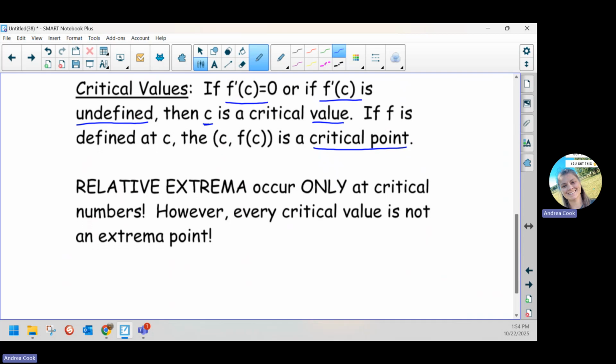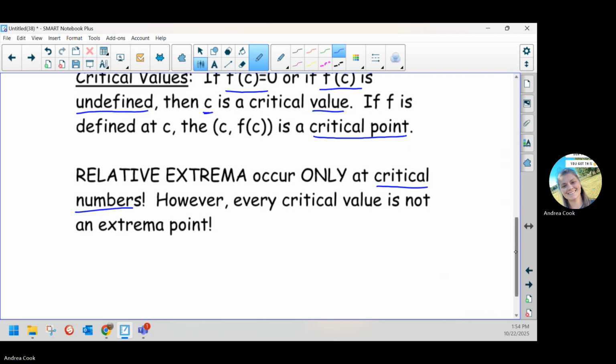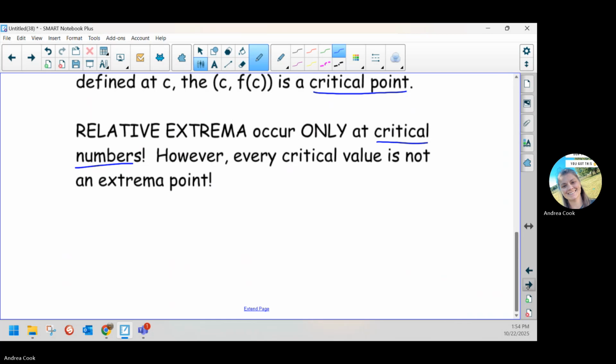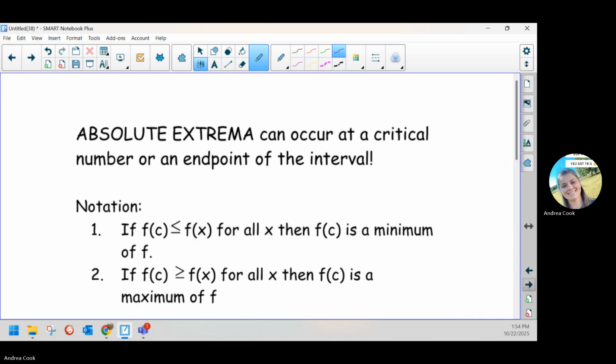Relative extrema can only occur at critical numbers. So again, critical numbers are where the derivative is 0 or undefined, but not every critical value is an extrema point. Absolute extrema, so that's absolute mins and maxes, can occur at critical values or at an endpoint on the interval.